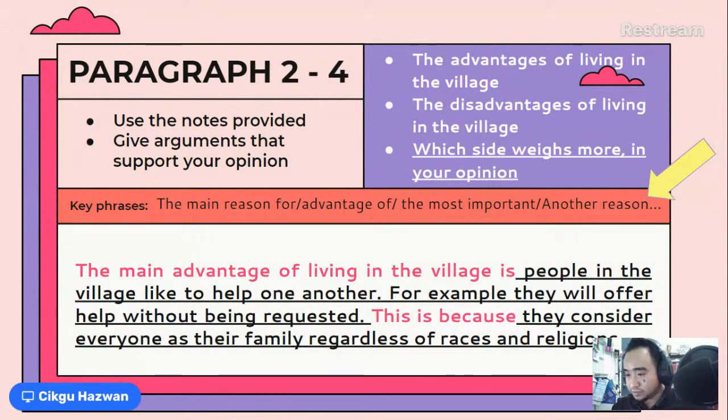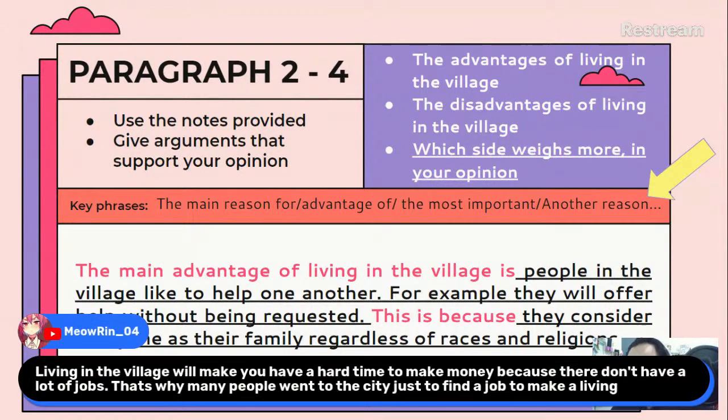Okay, good. So we have this one, Meow Rin. Living in a village will make you feel have a hard time to make money because they do not have a lot of jobs, do not have a lot of job opportunity. Good. That's why many people want to go to the city just to find a job and to make a living. Wonderful.